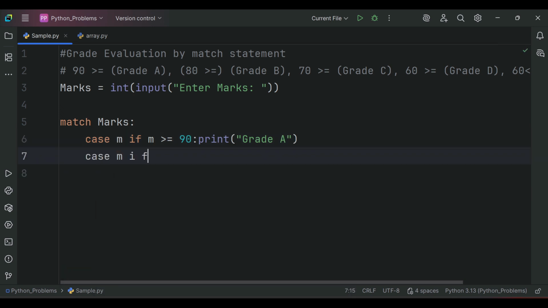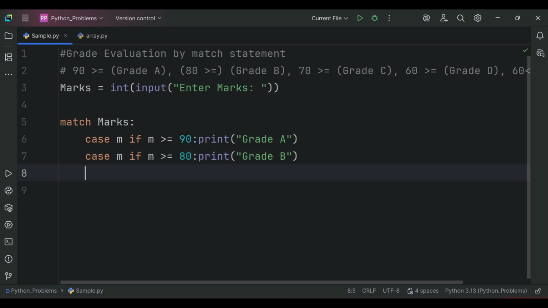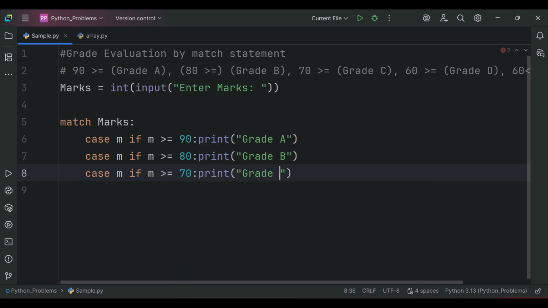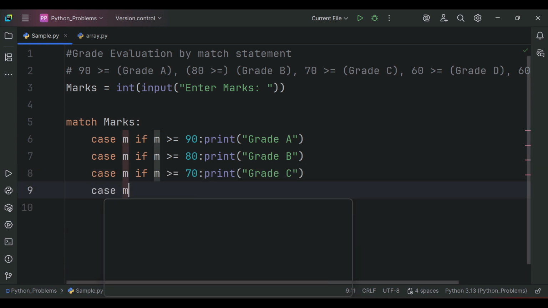Next, case m, if m is greater than or equal to 80, print grade B. Now case m is greater than or equal to 70, print grade C. Case m is greater than or equal to 60, print grade D.